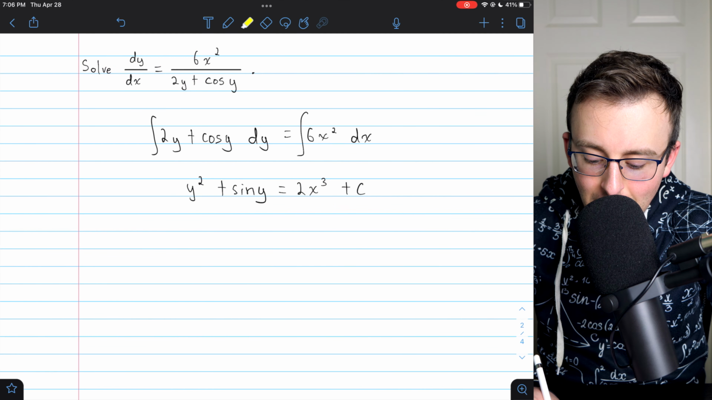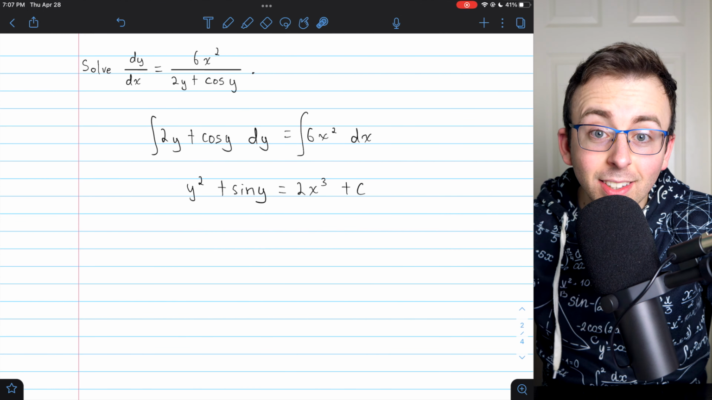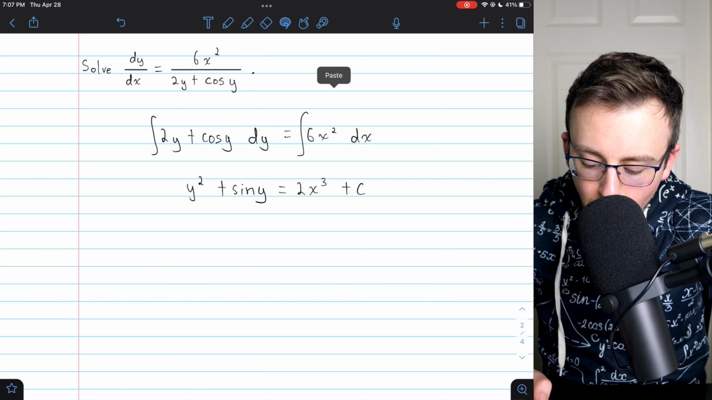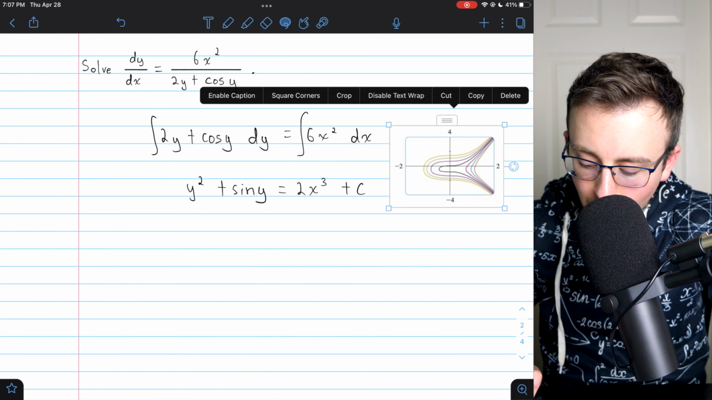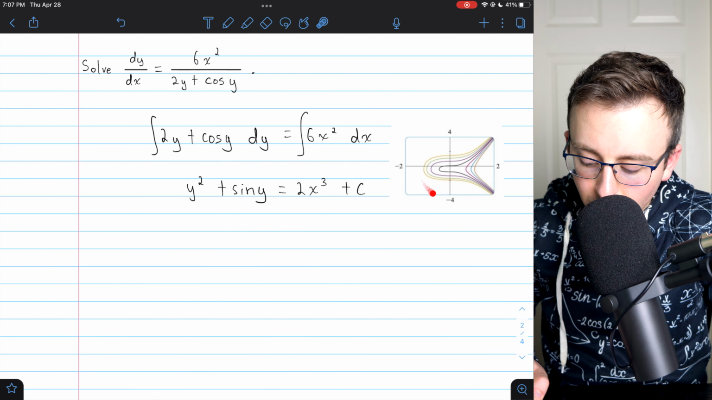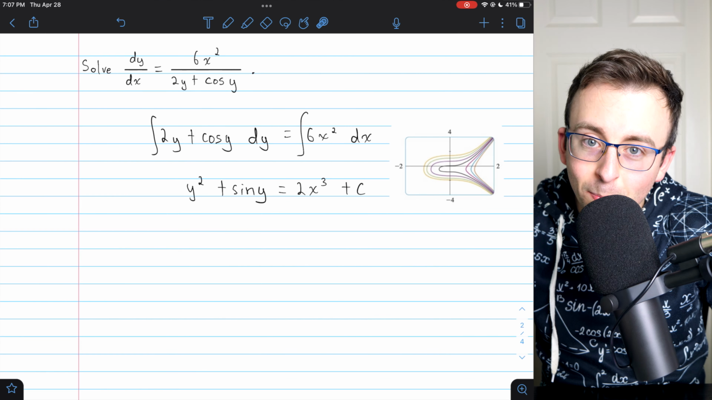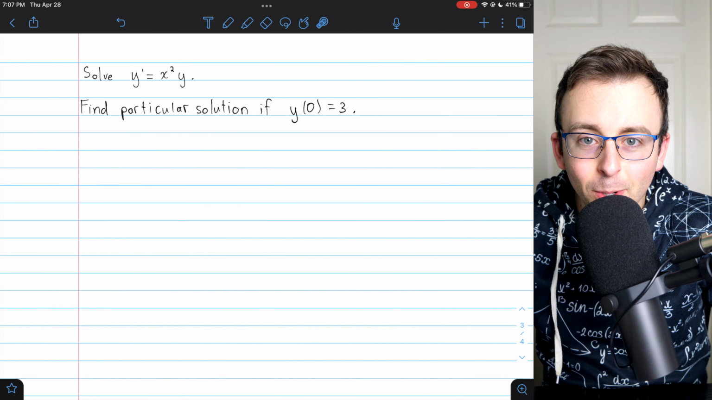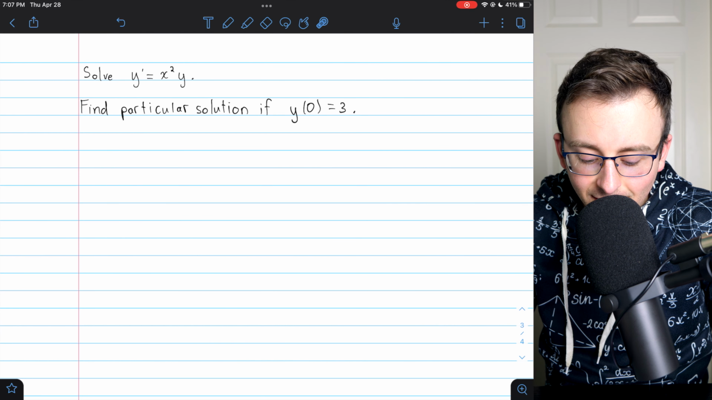And we're not going to be able to solve this one explicitly for y, so this is an implicit solution. And here's a quick graph of a few members of this family of solutions to the differential equation. It looks pretty nice. Let's move on to one more example. Give it a try. All right, let's get into it.